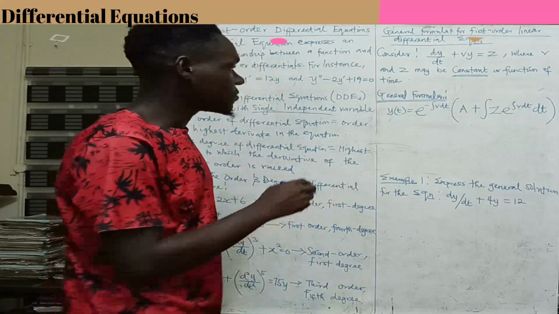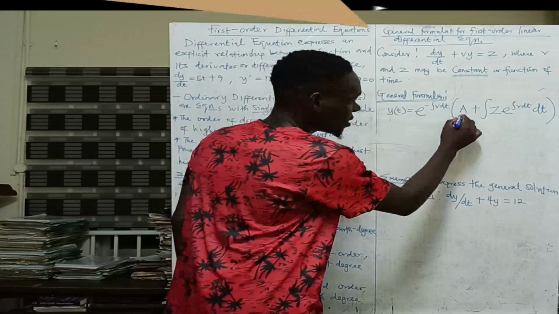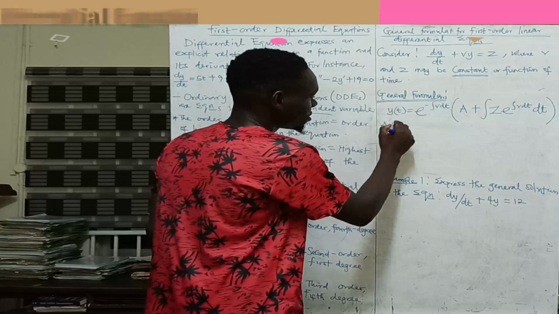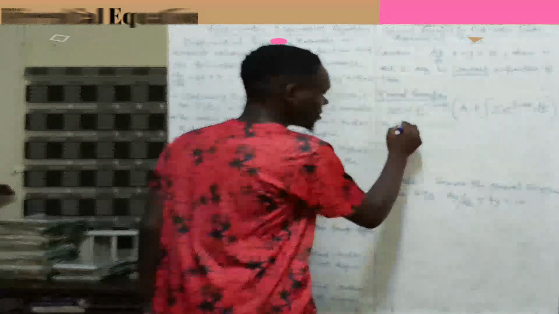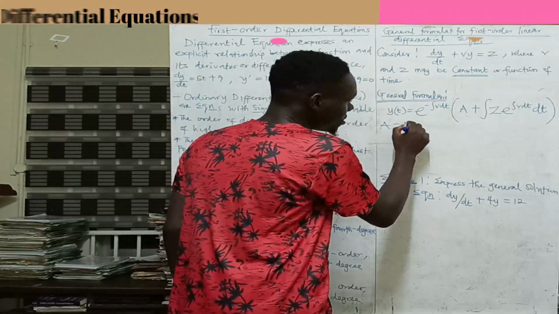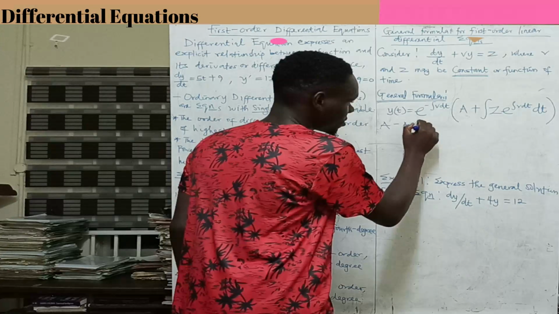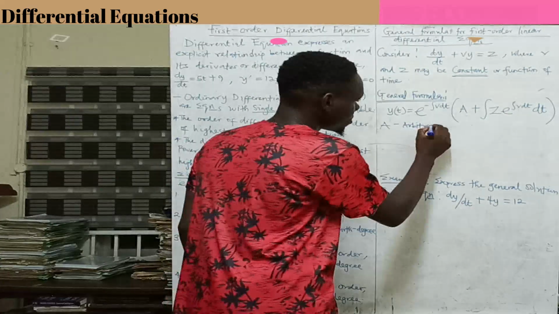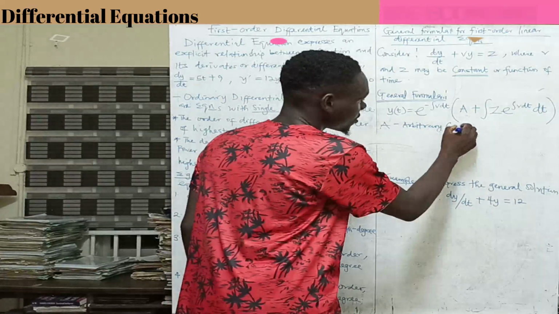Now, here the first thing is the A, this letter in the bracket. It is the arbitrary constant. We refer to it as the arbitrary constant in this case.